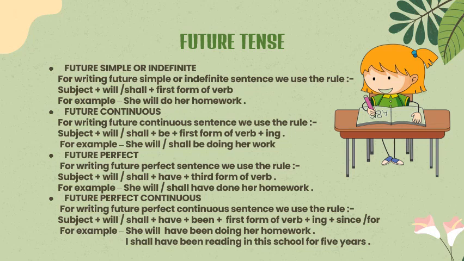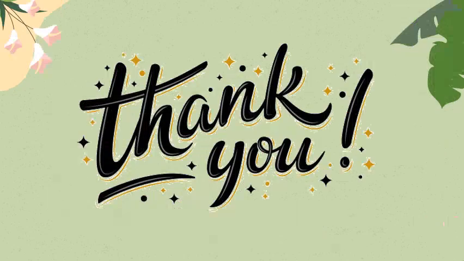For writing future perfect continuous sentences, we use the rule: subject plus will or shall plus have plus been plus first form of verb plus ing plus since or for. For example, she will have been doing her homework. Another example, I shall have been reading in this school for 5 years.